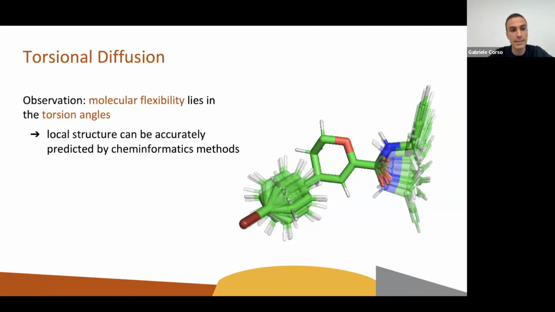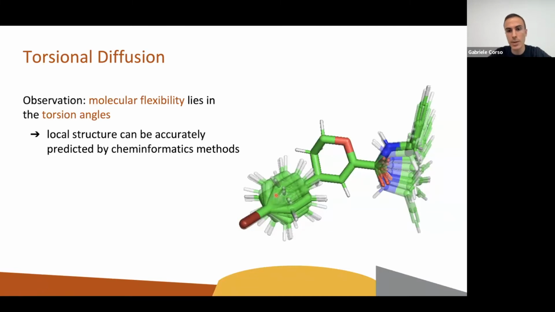On the other hand, the torsion angles, which determine the overall shape of the molecule, are much harder to predict because they are much more flexible. And you can see here in this image, let me see if I can get a pointer.